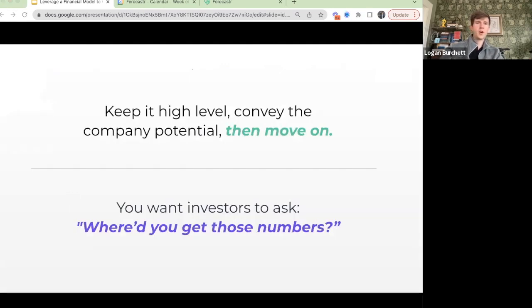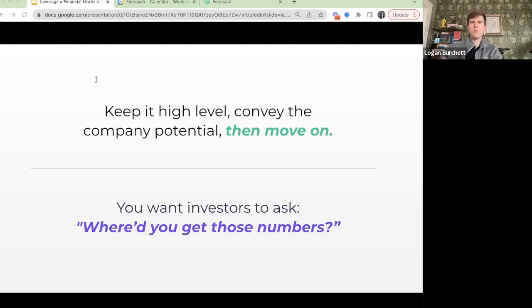But the third reason is that you want to use this as the hook to get that next meeting. This is the secret when it comes to using a forecast in your pitch deck: you want that graph, if you're using a graph, to be just interesting enough that they ask, where did you get those numbers? Why do you think this can be the opportunity? Tell me a little more about your economics. You want it to be just interesting enough for them to have that question, but not so deep that they can spend time on that slide and get the answers they're looking for.